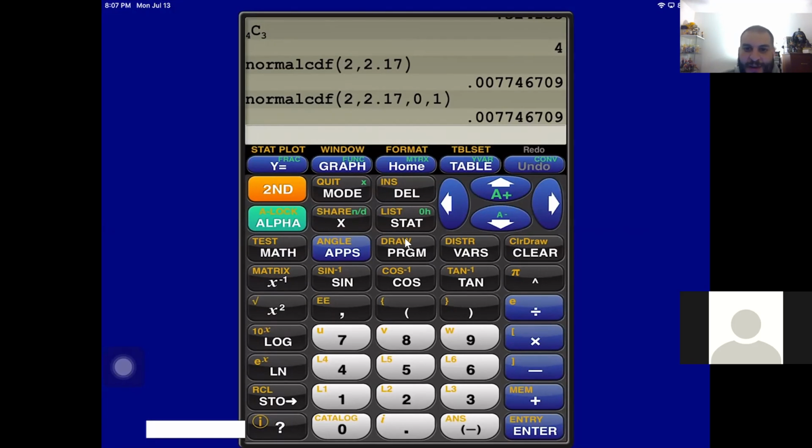Because for both of them, it'll give you the correct answer because, like I said, the calculator is going to assume that the default position is 0 and 1. If you want to change that, then you have to enter what the new mean and standard deviation are. But if we're going to use the mean of 0 and standard deviation of 1, why bother entering?